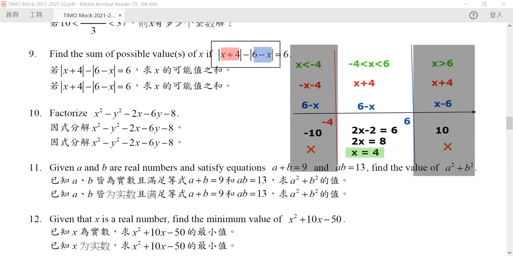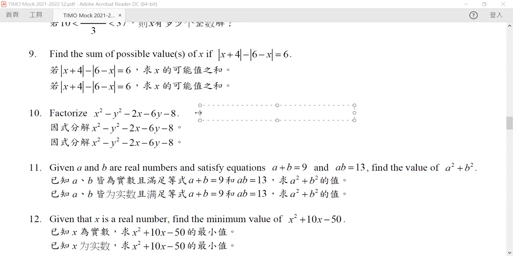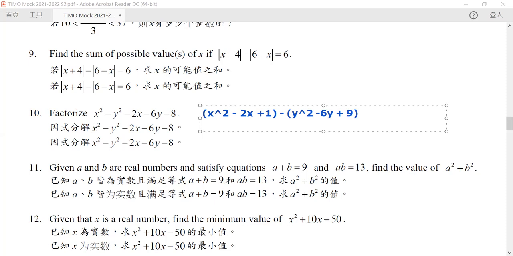Okay. So now let's go on to question number 10. Factorizing this expression. Now, whenever we see a factorizing problem like this, especially this is a decoupling problem, we can rewrite this as the following. It will be equal to x squared minus 2x plus 1 minus y squared minus 6y plus 9. Now you can check that both the left-hand side and right-hand side are the same. But what's the first part of this expression? The first part is exactly equal to x minus 1 squared. The second part is exactly equal to y minus 3 squared.